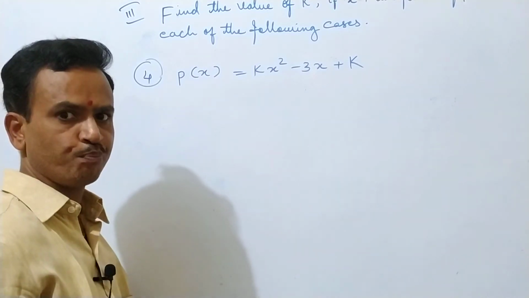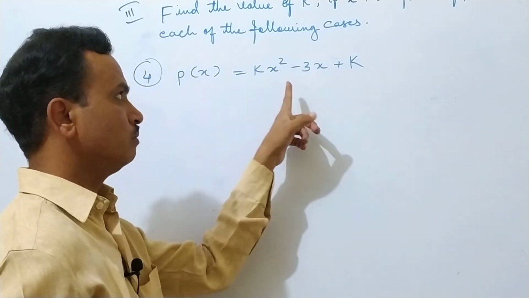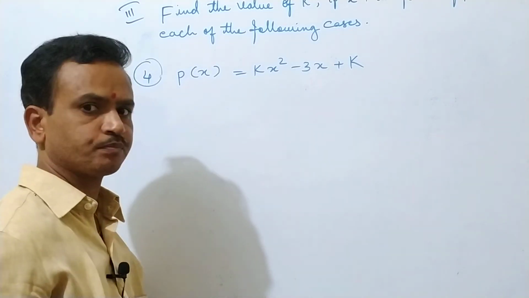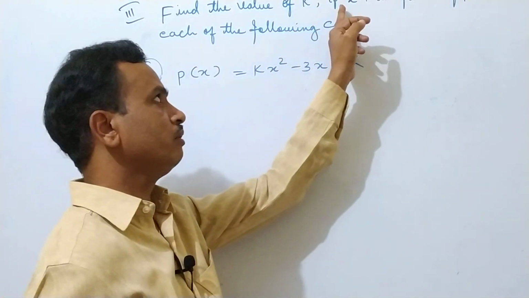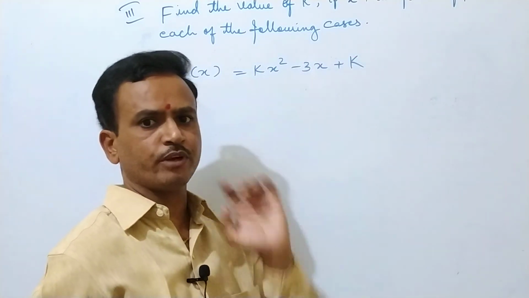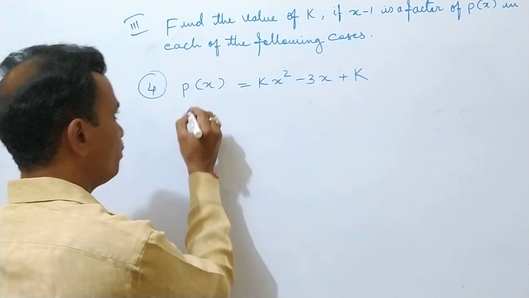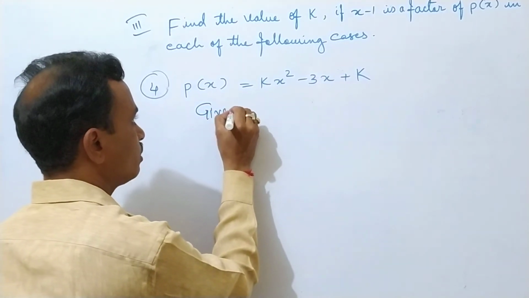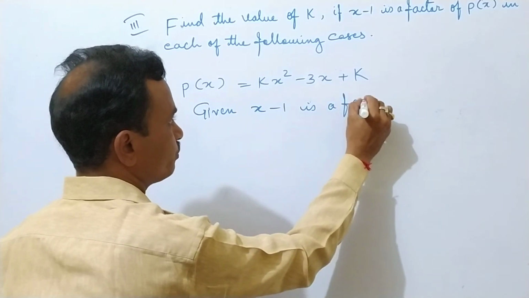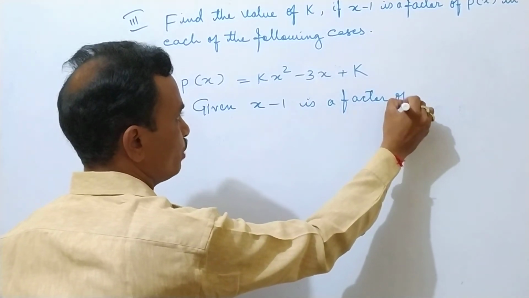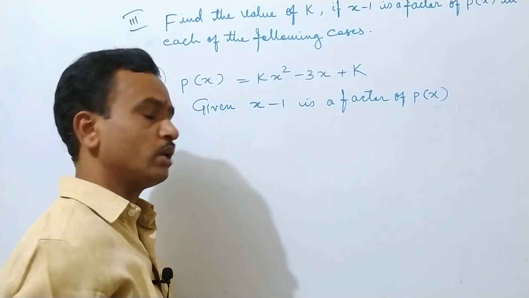Question number 4. P of x is equal to kx square minus 3x plus k. In the question, find the value of k if x minus 1 is a factor of P of x. What is given here? x minus 1 is a factor of P of x.